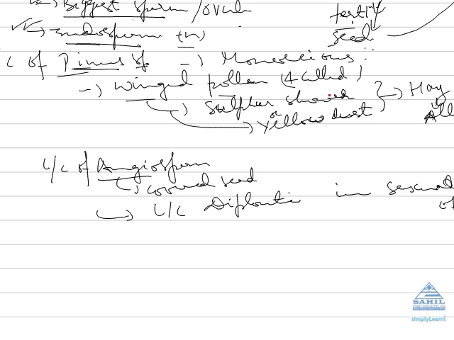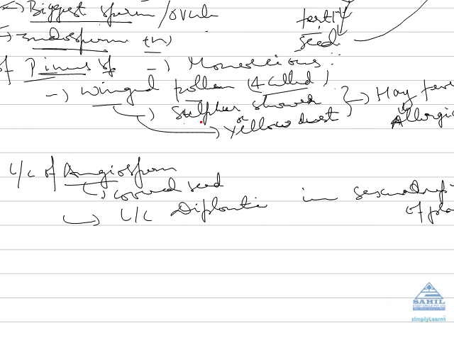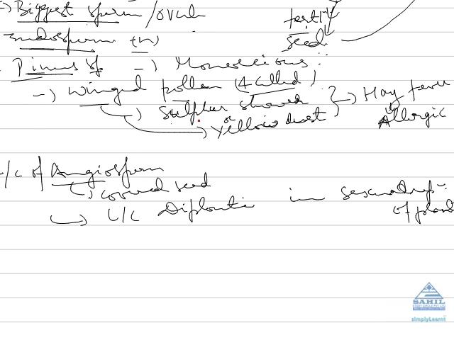They have winged pollen, which are four-celled. This pollination takes place at one time in the entire pine forest. So this is known as sulphur shower or yellow dust or yellow rain. This causes allergic fever, hay fever.